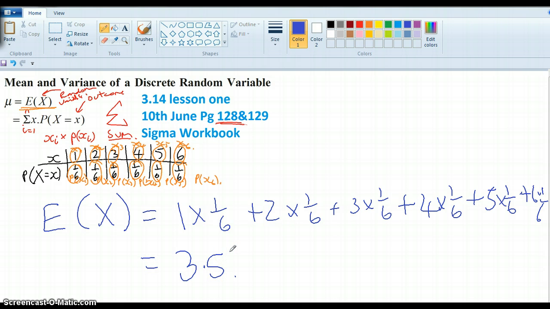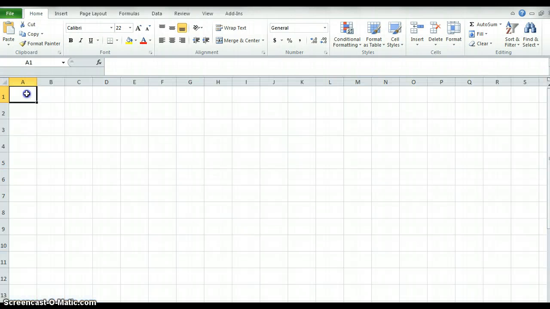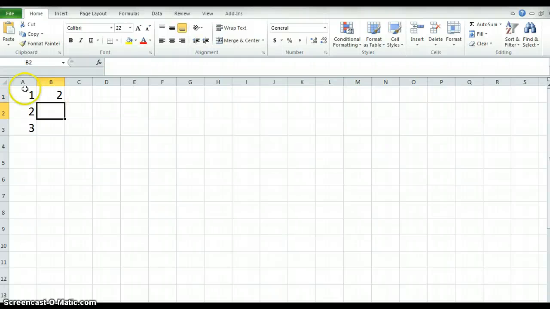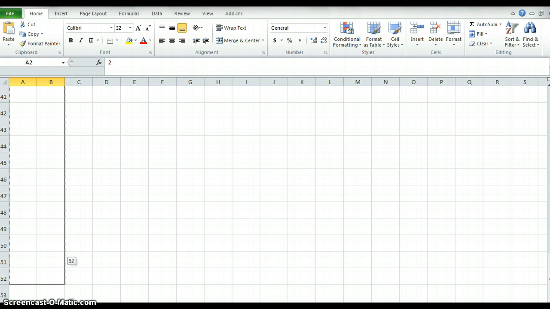Now I'm going to show you that. So here I'm going to have 1, 2, 3, and here I'm going to go equals RAND between 1 and 6. Hit return. And then I'm going to just copy that down. Okay? Now I'm going to grab those two, and down I'm going to go. Keep going down. Down, down, down. This is going to be my way of throwing a dice lots and lots of times. Okay, I'm going to let go now.